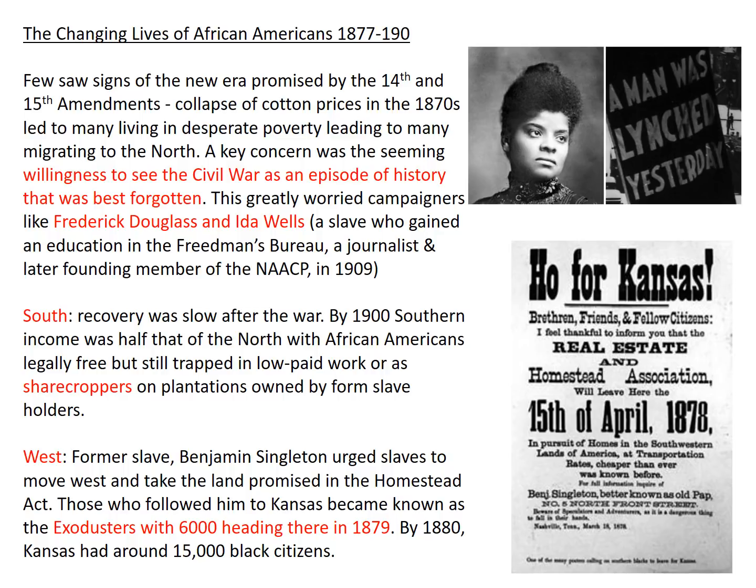In the South, recovery is slow. We got these awful conditions on the sharecroppers, which make them little better than slaves, really. And there is some attempt to get out of there, attempts to go to the west. We get the Exodusters going to Kansas, 6,000 there in 1879, with 15,000 black citizens.